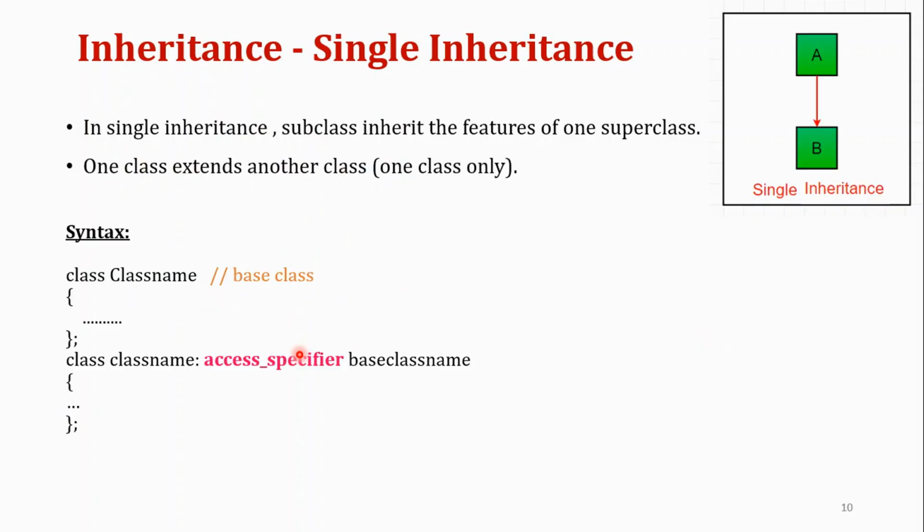Single inheritance or simple inheritance, we are having only one base class and only one derived class, right? So this is the base class, and the derived class is this one. This is the access specifier, the mode of inheritance, whether you are inheriting in public, private, or protected. Any one should come over here, and then the base class name. Okay, this is the single or simple inheritance.